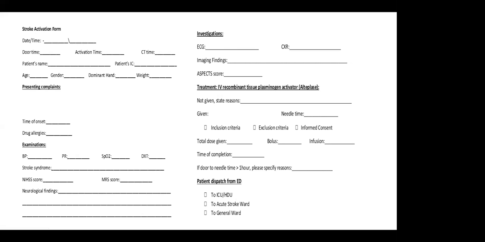Some of the other investigations include the ECG, X-rays, the imaging findings, and the ASPECTS score. And the treatment: whether IV recombinant tissue plasminogen activator, which in this case is alteplase, is given or not given. If it's not given, you need to state the reason why, and when alteplase was given. We need to include the inclusion criteria, exclusion criteria, and the informed consent, which I will explain in a while. The total dose given and the completion time. If it took more than 1 hour, we need to specify the reason why. Subsequently, the patient will be admitted either to the ICU, the acute stroke unit, or the general ward.